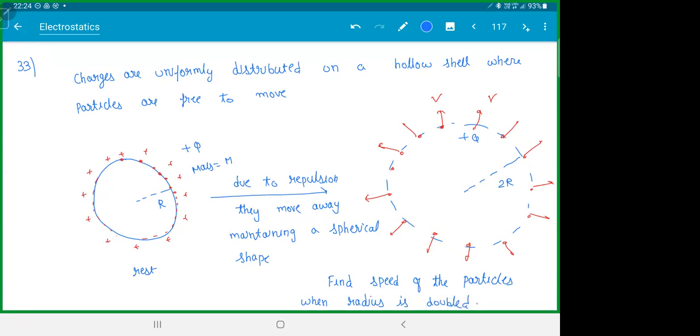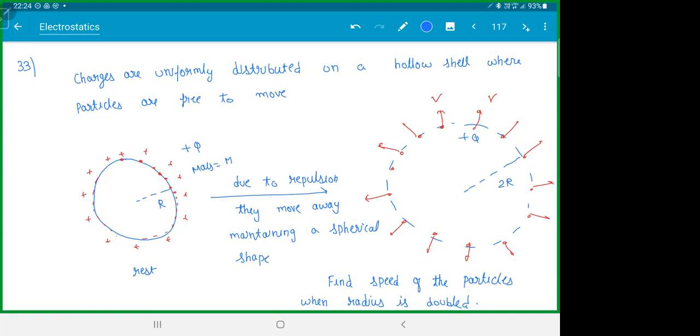So this is based on self energy. Self energy is the same as potential energy. There's no difference. The energy due to your own charges is called self energy. Initially, your kinetic energy is 0. Finally, you gain some kinetic energy. So loss in PE is gain in KE, right?